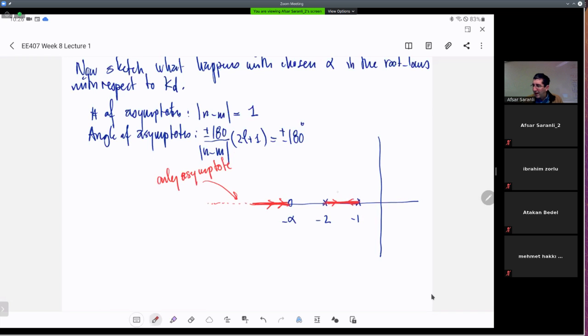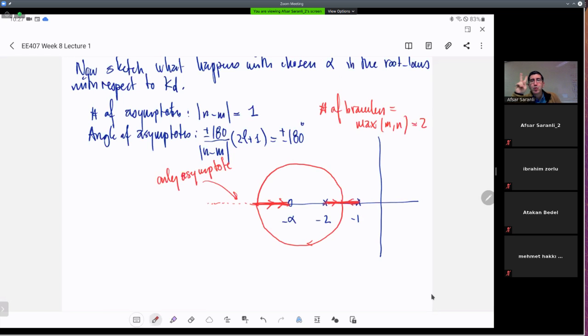What I need to have is a breakaway point here, and I will have to have a break-in point here, because I still have two branches. Remember, number of branches equals max(m, n), which equals 2. So I still have two branches, but I have one asymptote.